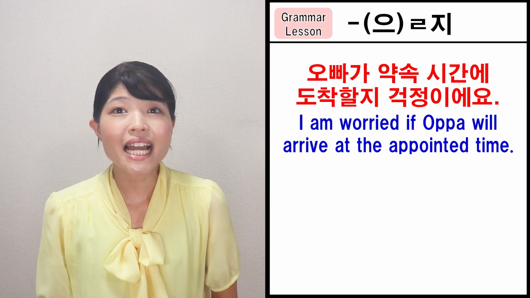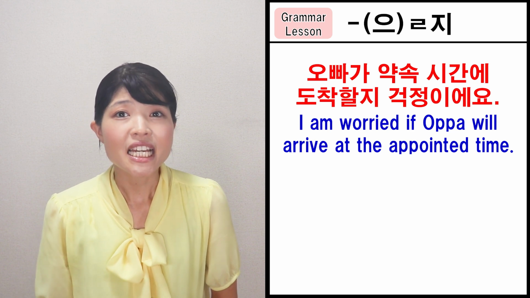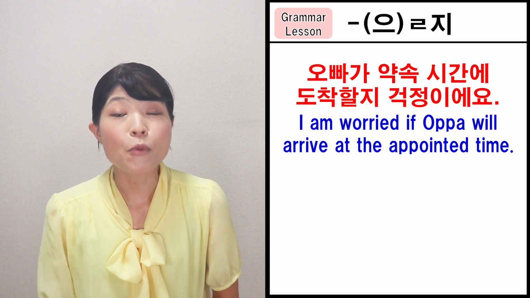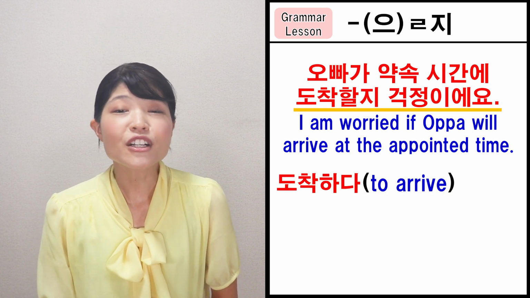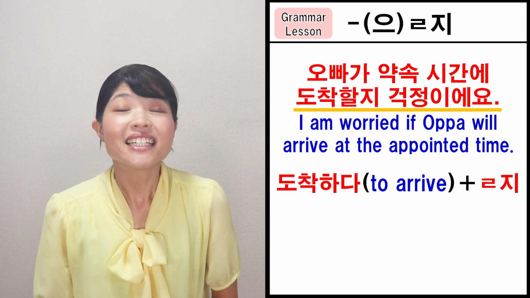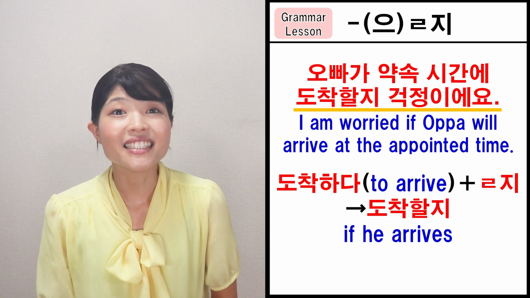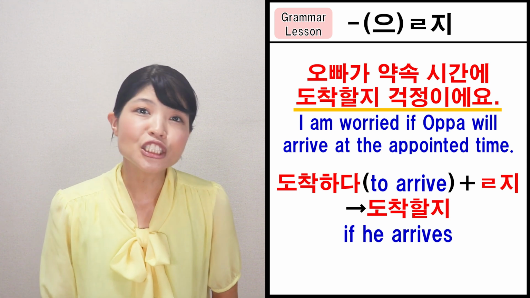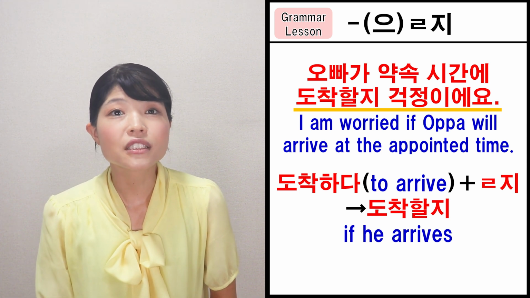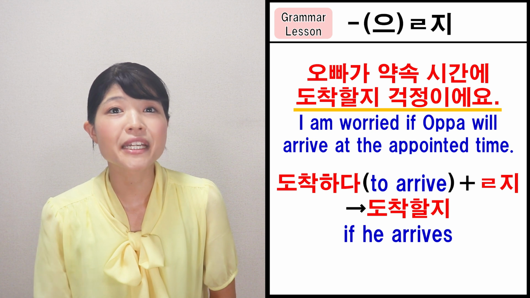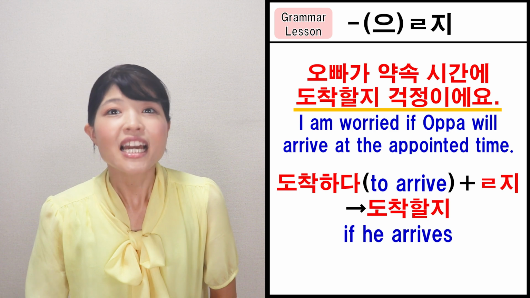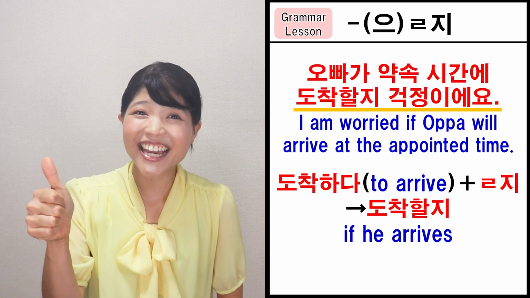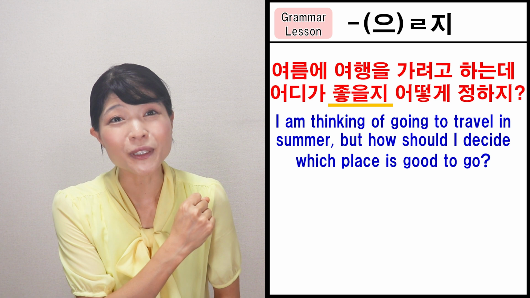오빠가 약속 시간에 도착할지 걱정해요. I'm worried if Oppa will arrive at the appointed time. Here, 도착하다, to arrive, is a verb without a final consonant. So you add 리을지 to make 도착할지, if he arrives. In addition, it is used with 걱정해요. So the whole phrase becomes 도착할지 걱정해요. I'm worried if he arrives. Okay? Let's move on to the next example.